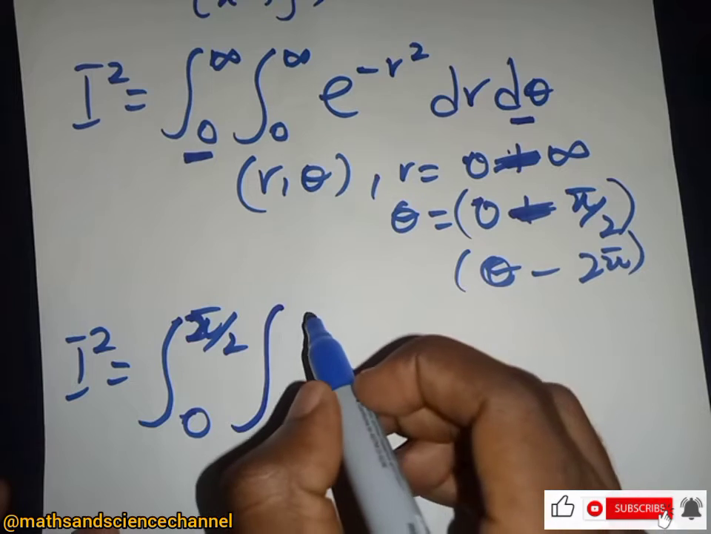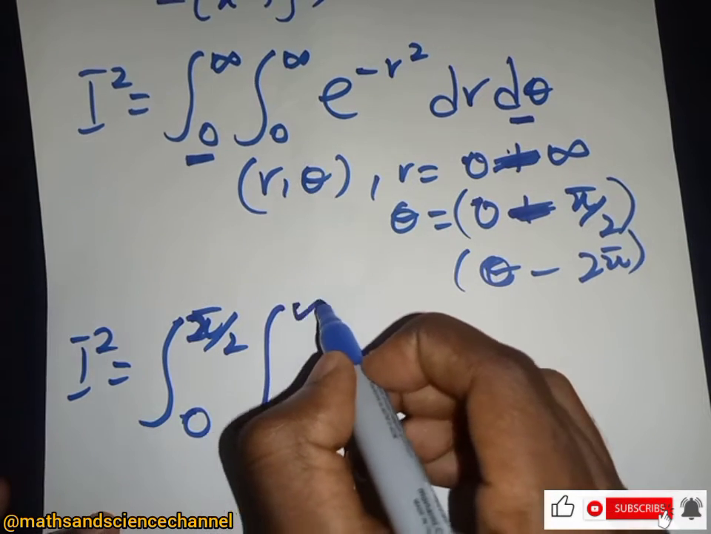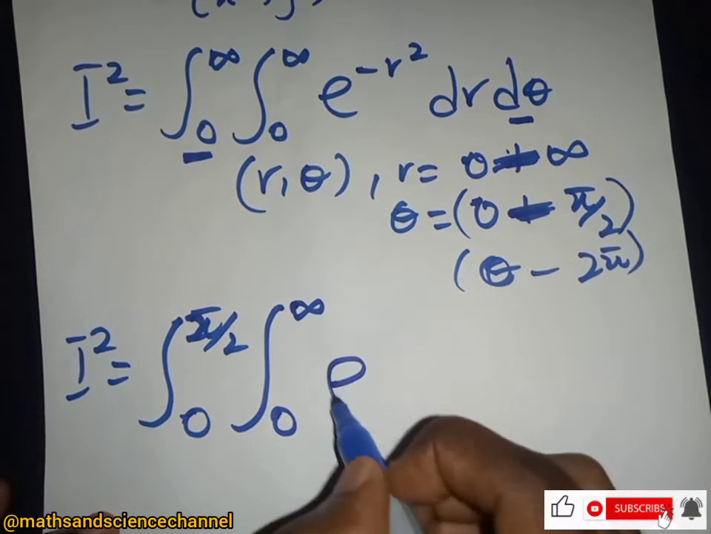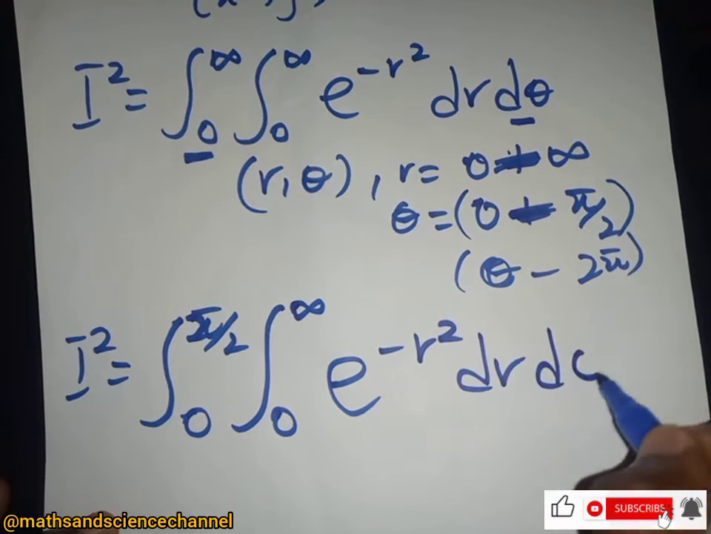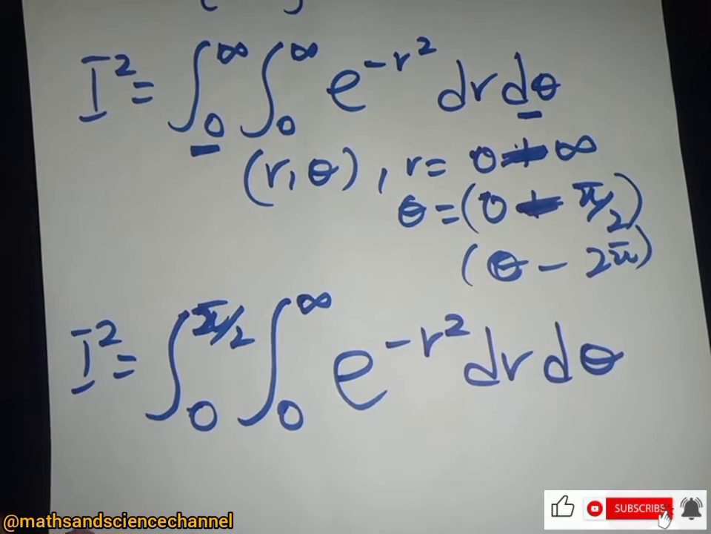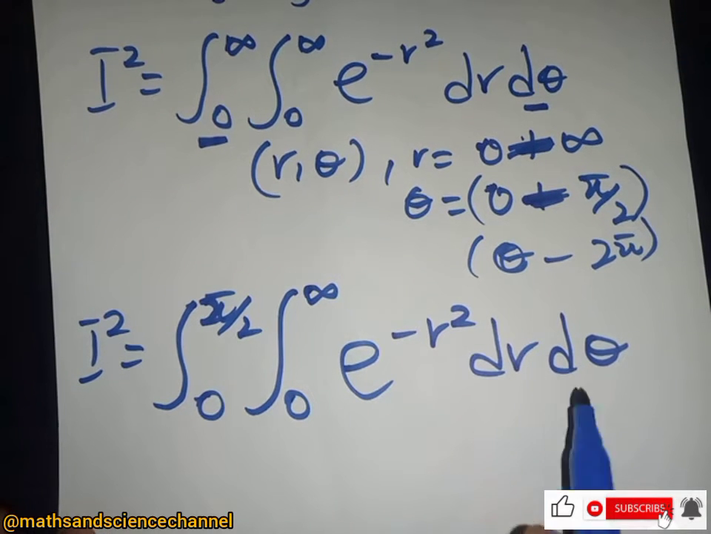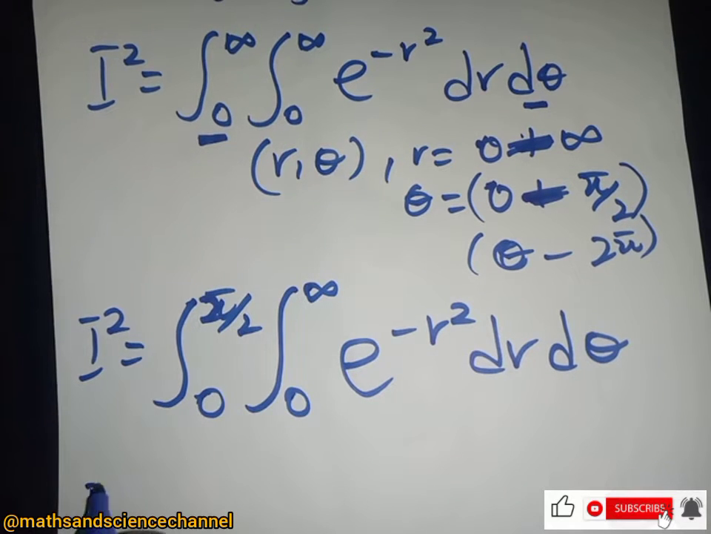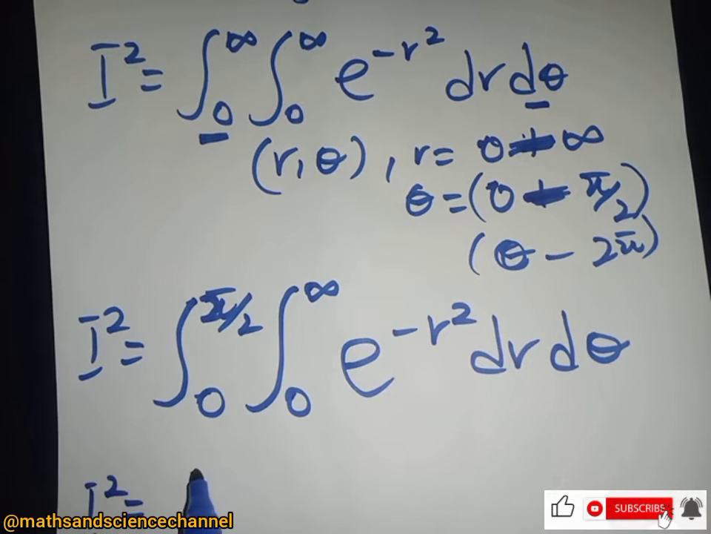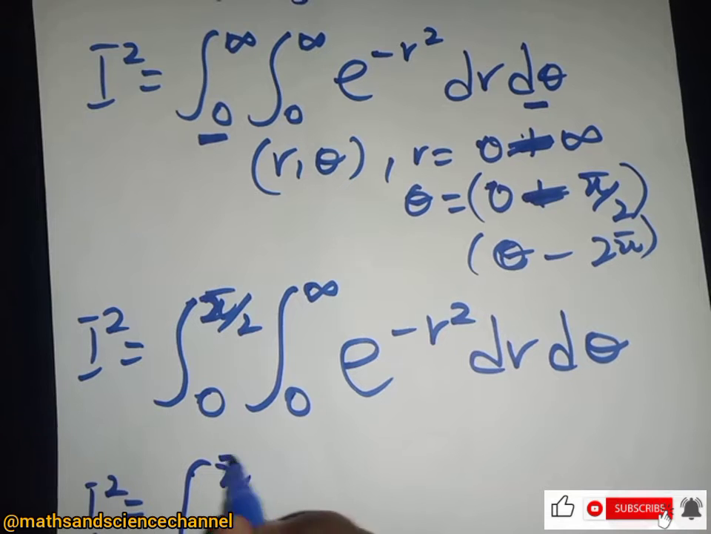Then for r we have just the same thing, e exponent r squared, we have the r, and then also the theta. Now the limit has changed since we have transported everything into polar coordinates. Now from here, what we can do is go ahead and integrate. So we have this being equal to pi over 2 here, 0.